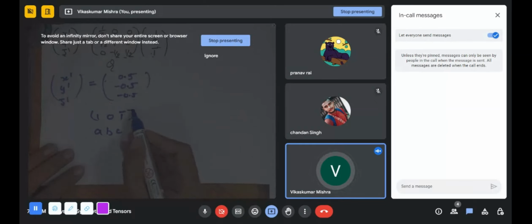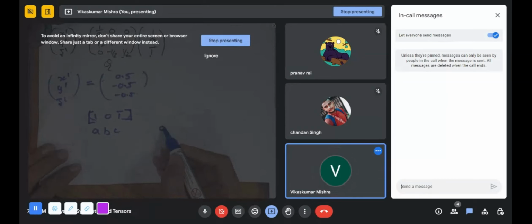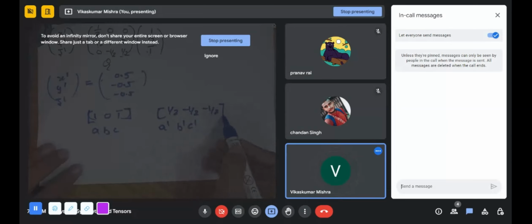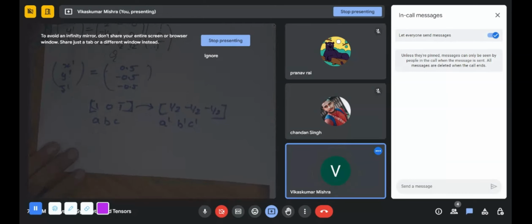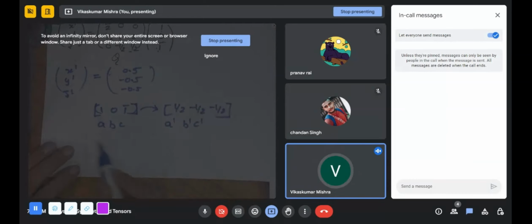So the Miller indices of the direction in the basis vectors A, B and C is 1, 0, 1 bar. But in the case of A dash, B dash and C dash, what are we getting? It is 1 by 2, minus 1 by 2 and minus 1 by 2. And that's how we got the Miller indices in the new basis vectors A dash, B dash and C dash. The magic was done by the Q.